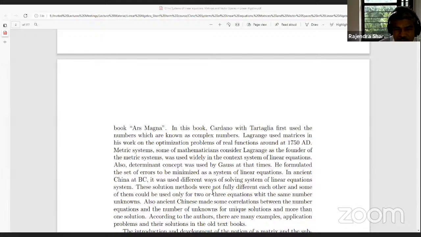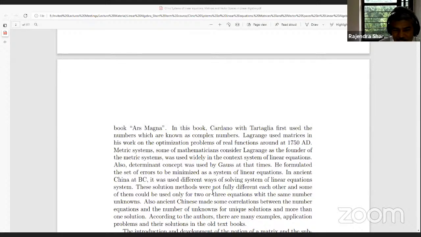And some of the mathematicians consider Lagrange as the founder of the system and was used widely in the context of system of linear equations. Also, the concept of determinants was used by Gauss at that time. He formulated this set of errors to be minimized in the system of linear equations.